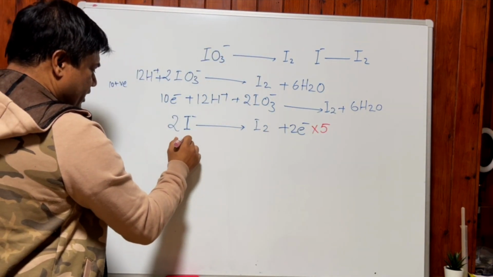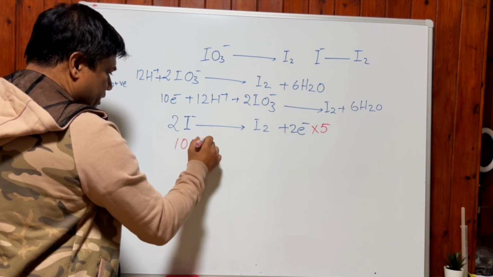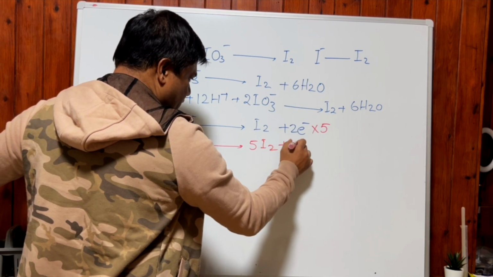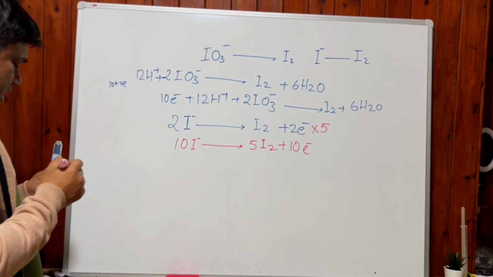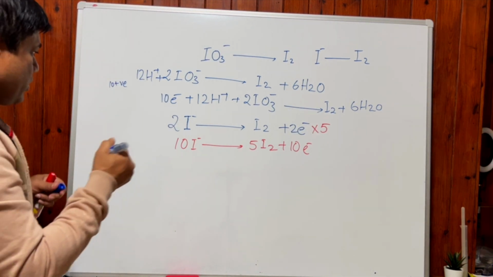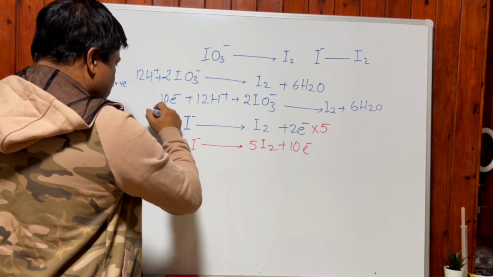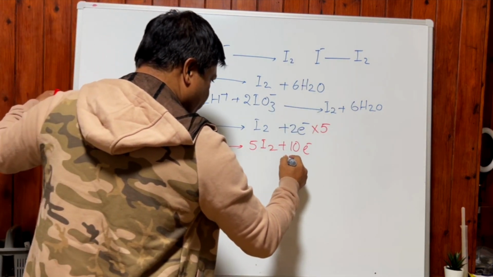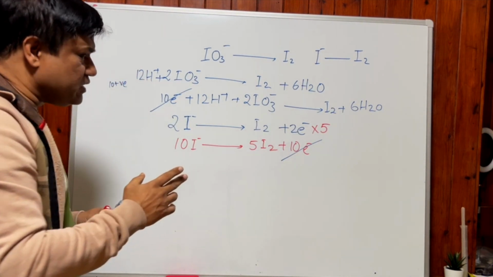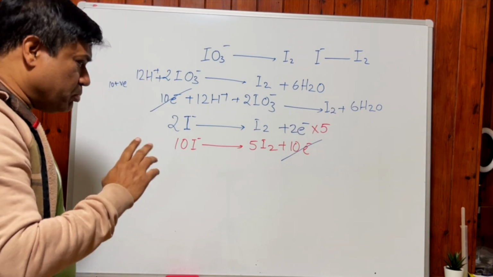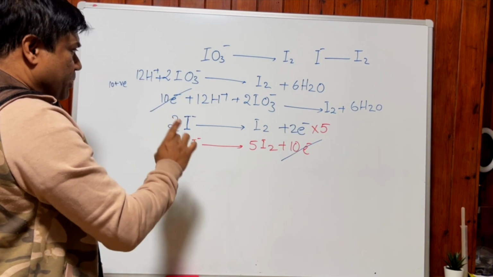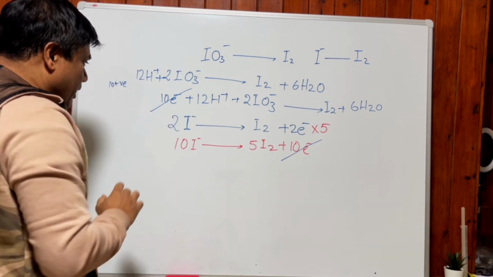So we have 10I minus becomes 5I2 plus 10 electrons. Cancel those electrons, 10 electrons from here, 10 electrons from here. When you're balancing the equation, guys, be patient, don't rush, and look at each atom. You have to balance each atom and their numbers.